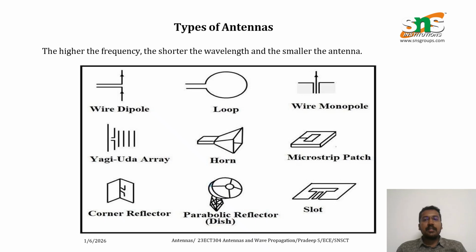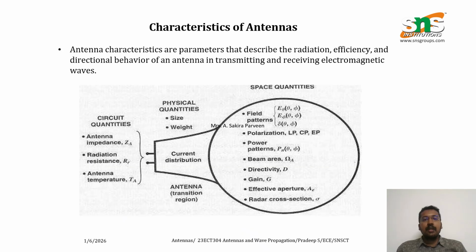The types of antennas are shown in this slide. Wire dipole, loop, wire monopole, Yagi-Uda antenna, horn antenna, microstrip patch, slot antenna, parabolic reflector, and corner reflectors are different types of antennas. This is the mind map given in this slide, representing the characteristics of antenna.